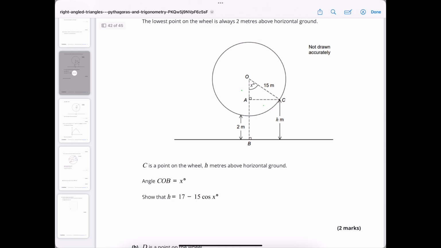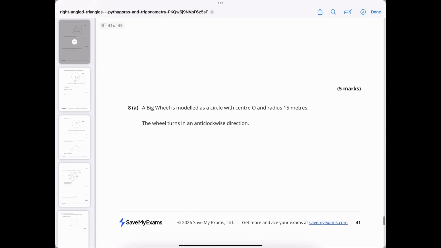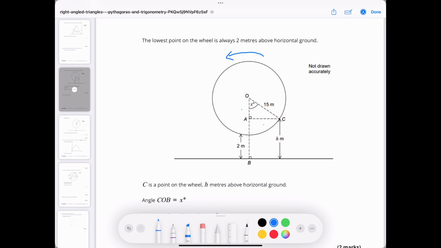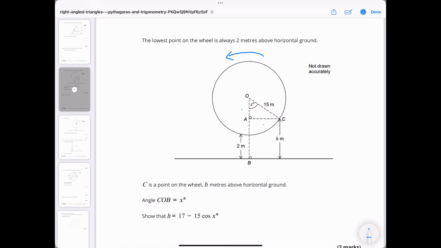Now, my second question I was going to do on this, because I thought it was more fun: a big wheel is modelled as a circle with centre O and radius 15. The wheel turns in an anti-clockwise direction, so I'm going to draw in that it's going that way. Now, C is a point on the wheel, at height H, so it's there. And angle COB equals X. So they're going all the way down to B. Show that H is 17 minus 15 cos X.